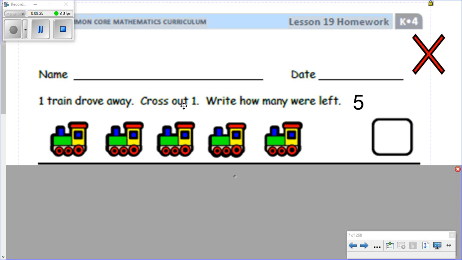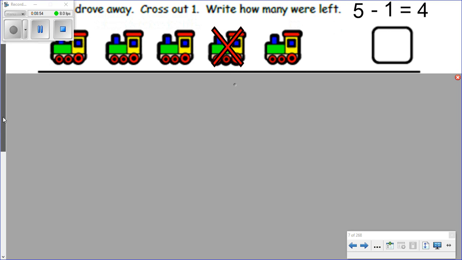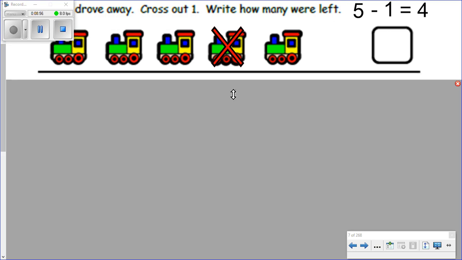Now it says cross out 1. All righty. I'll cross out that one. That means I minus 1. Let's see how many are left. 1, 2, 3, 4 equals 4. And now I have my number sentence. Great. I've got 2 more.